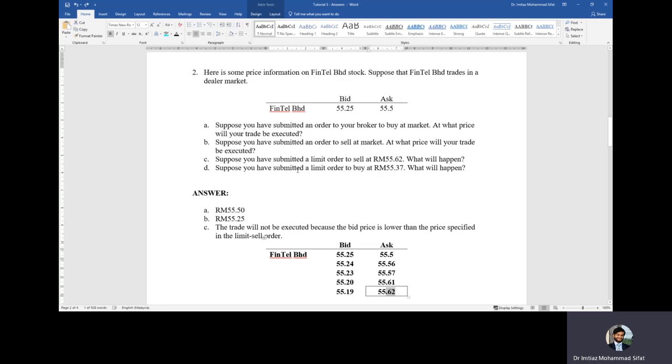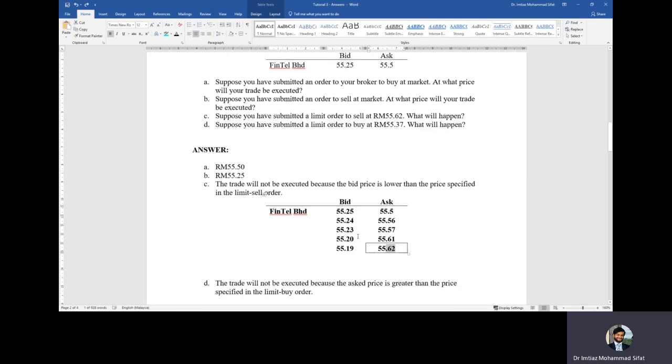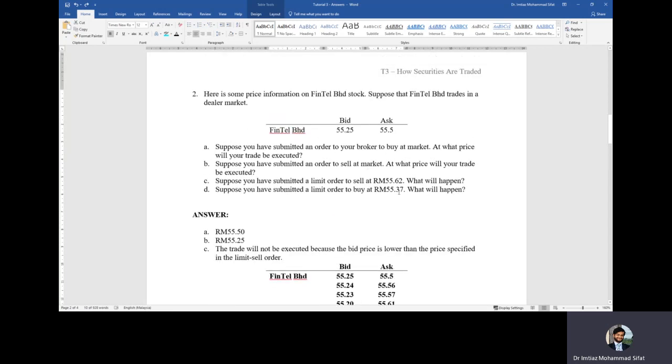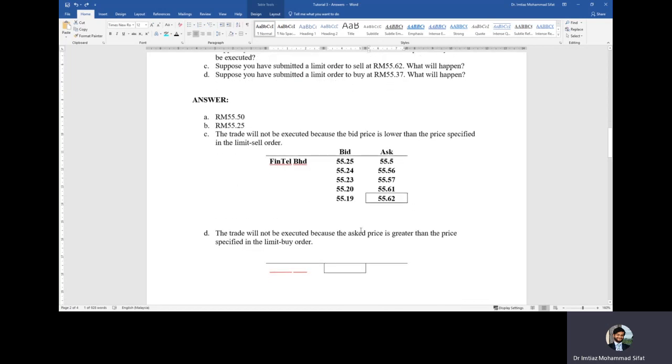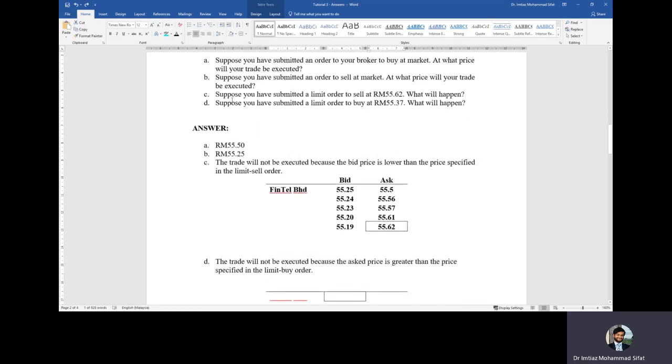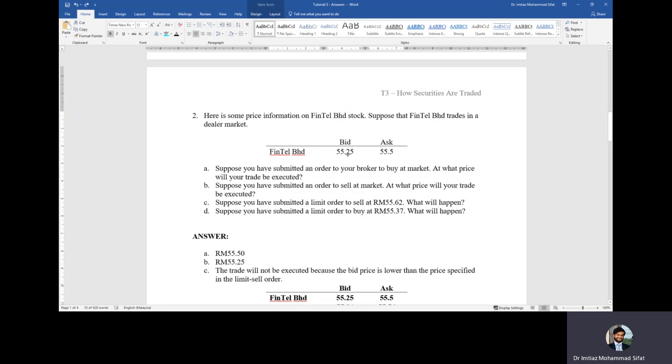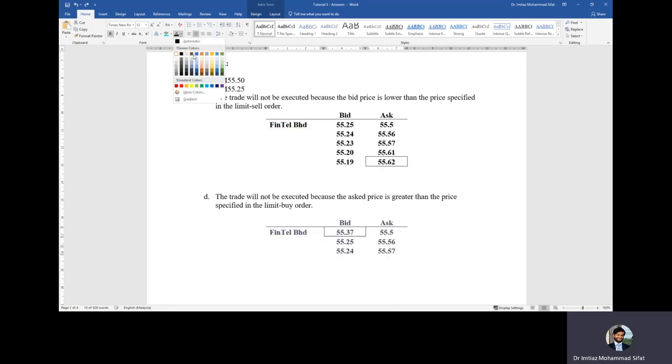Okay, so for point number D, on the flip side, we have a limit buy order at 55.37. Similar thing for the best bid and best ask. 55.37 is not here. There's no one willing to sell at 55.37, so the trade will not execute. However, unlike point number C, something interesting will happen here because the best bidding offer is 55.25, meaning there's currently no one in the market willing to pay more for these shares. Now we are trying to buy at 55.37.